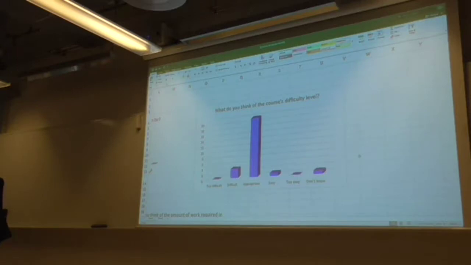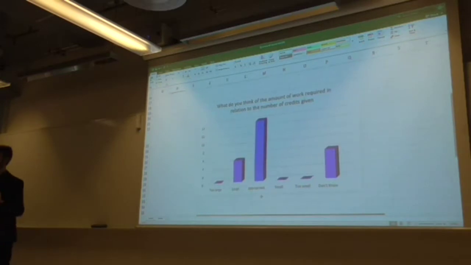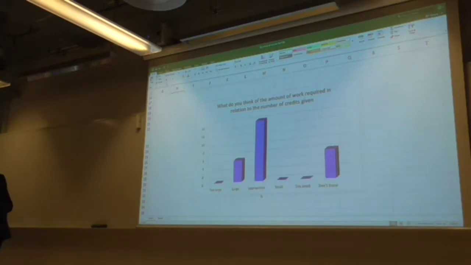It can be a bit hard to gauge how difficult that is, but when you zoom out, you think, actually, that is quite difficult, and if you haven't done it before, it might feel quite difficult to get to the first stage. But overall, the difficulty level has been appropriate so far. What do you think of the amount of work required in relation to the number of credits given? Again, most people said appropriate, and then some people said large. I suppose, given that this questionnaire was in the first intensive week, maybe not everyone has a clear idea about what the work level was going to be over the whole semester.